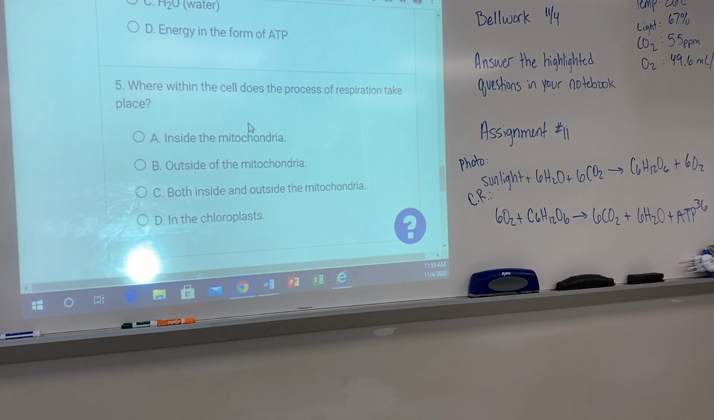Where within the cell does the process of respiration take place? Inside, outside, both inside or outside, or in the chloroplast? I think it's C. Or A. It's not D. What should I put? C.